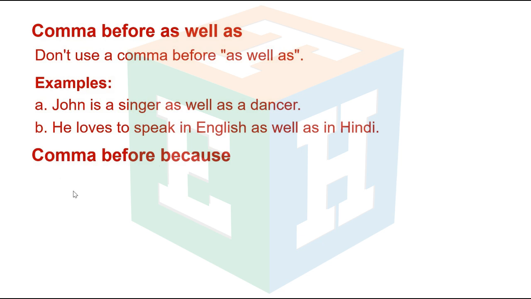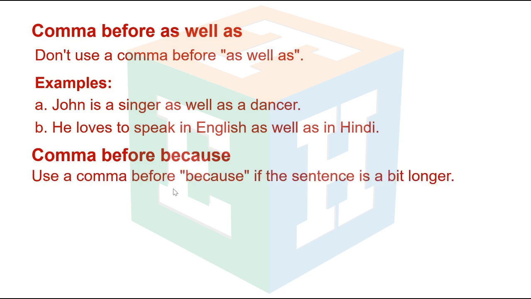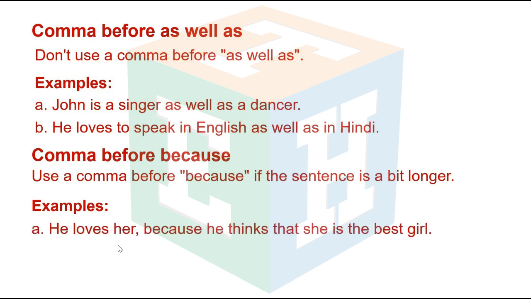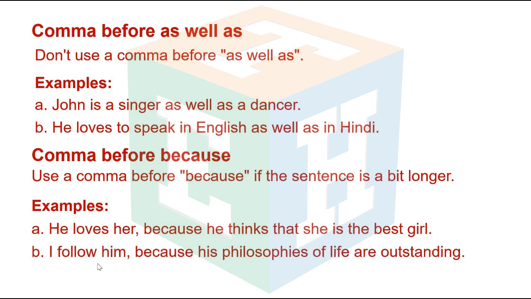Comma before because. Use a comma before because if the sentence is a bit longer. Examples. A, he loves her because he thinks that she is the best girl. B, I follow him because his philosophies of life are outstanding.